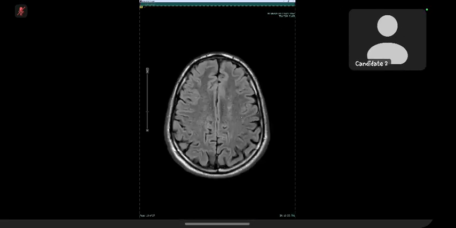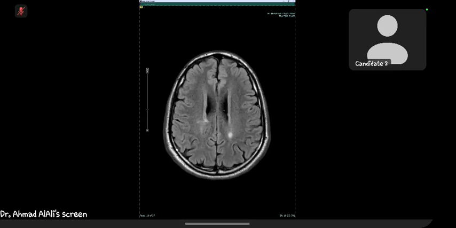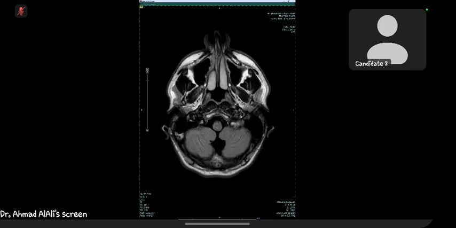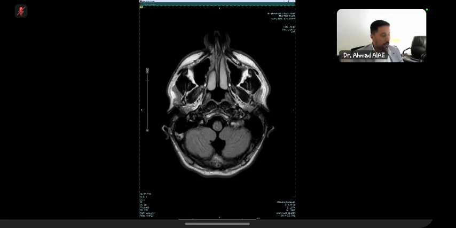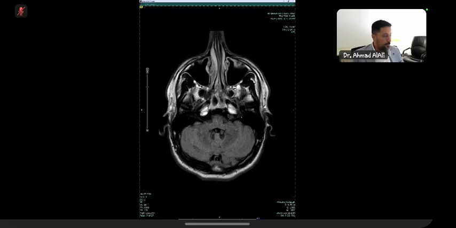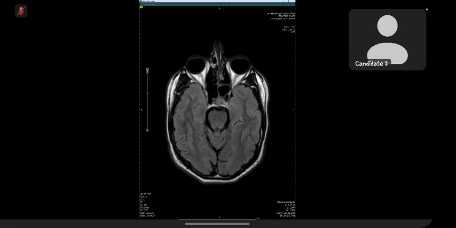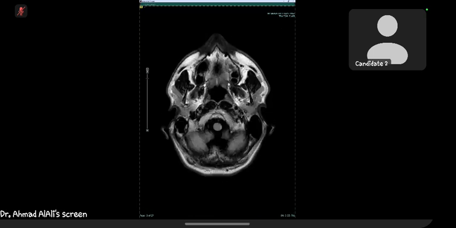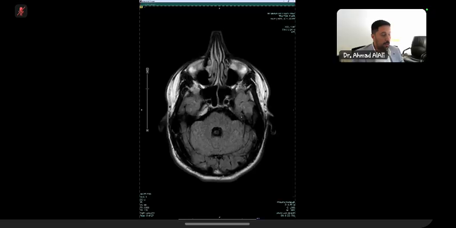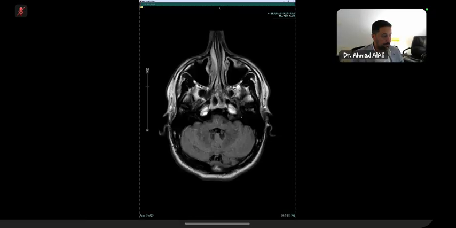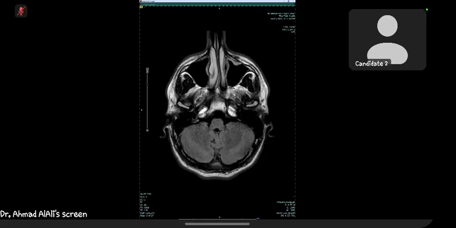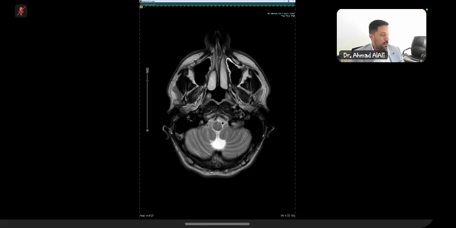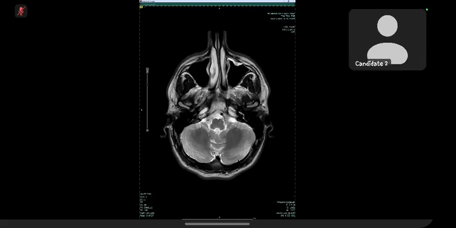I would like to see the posterior fossa structures like the brainstem, and no corpus callosal lesion is seen. I would like to check for posterior fossa lesions because multiple sclerosis involves the midbrain, pons and brachium pontis sometimes. Which sequence is the best to check for the posterior fossa? T2 axial. Okay, these are the T2 images. You can scroll through them.